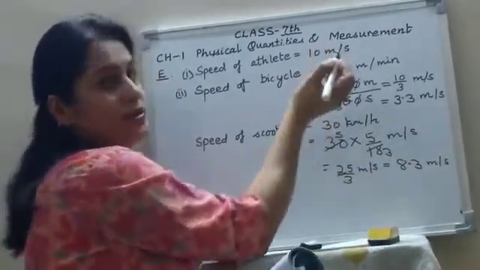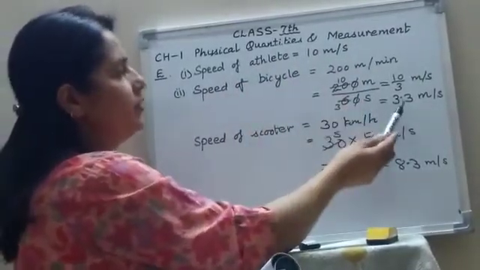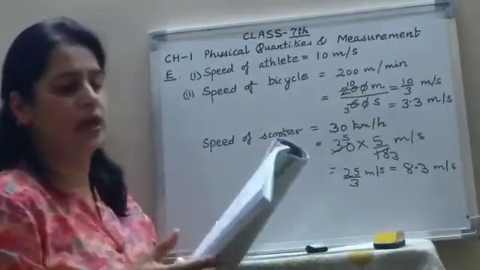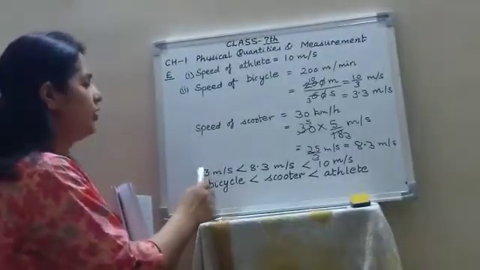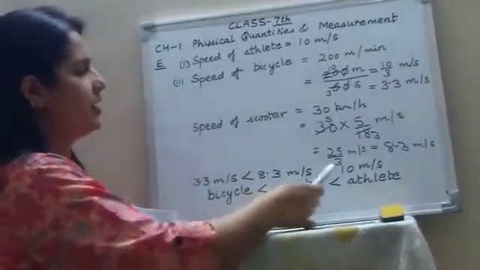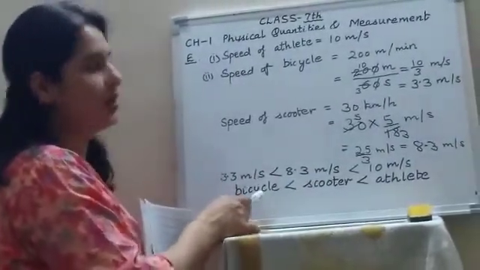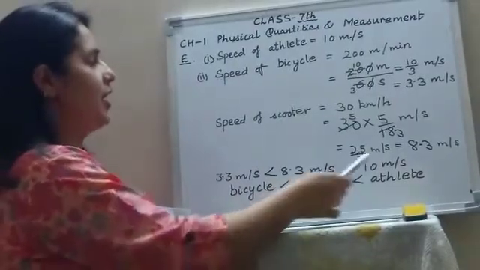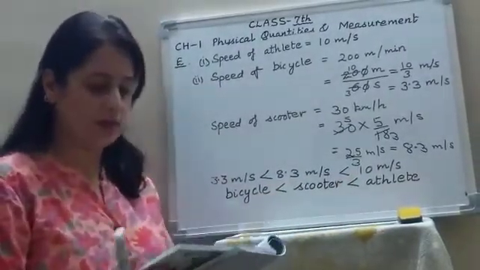Now in the same units, the speed of the athlete is 10 meter per second, the speed of the bicycle is 3.3 meter per second, and the speed of the scooter is 8.3 meter per second. So 3.3 meter per second is less than 8.3 meter per second, which is less than 10 meter per second. So the speed of the bicycle is the least, then the scooter, and the athlete is running with the maximum speed.